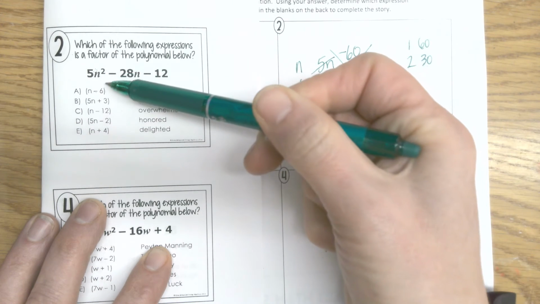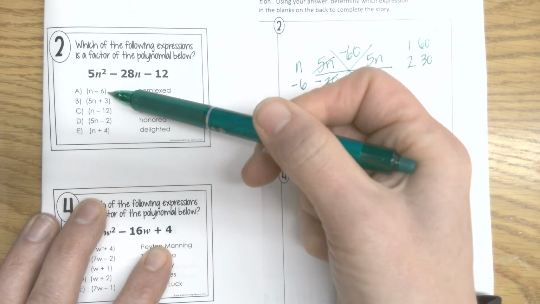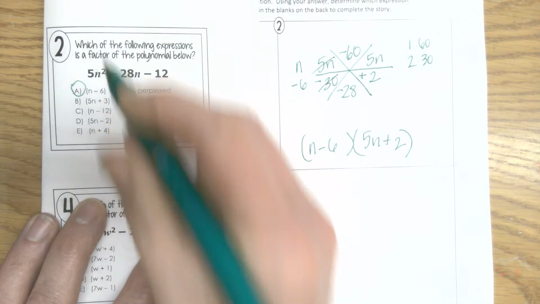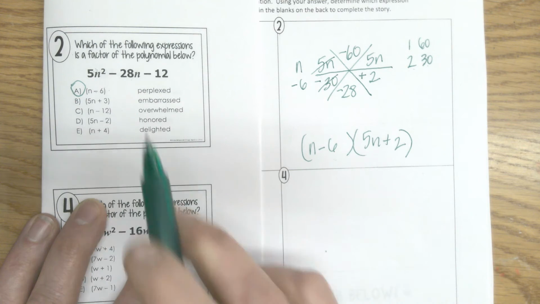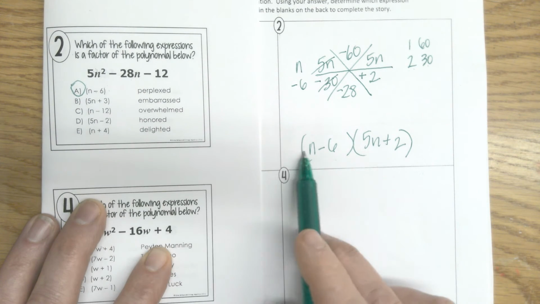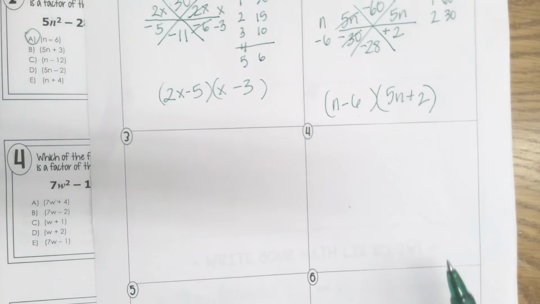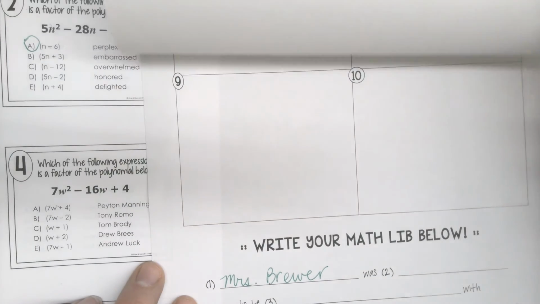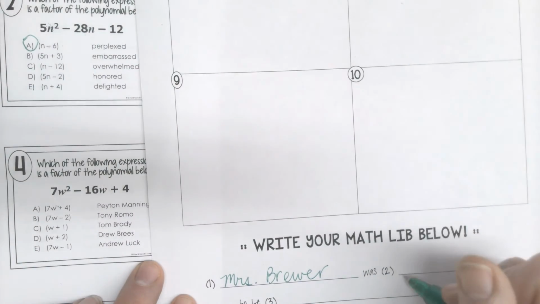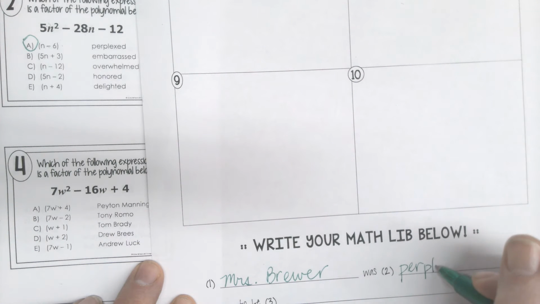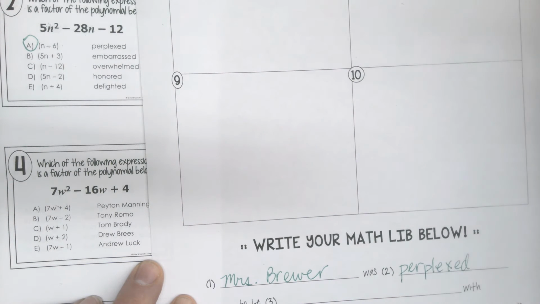So now I'll go down this list and see if I can find one of those answers. It looks like I can. A is one of my factors. So again, I'm going to go to my answer sheet. I'll flip to the second page. A was perplexed, so I'll fill in the word perplexed.